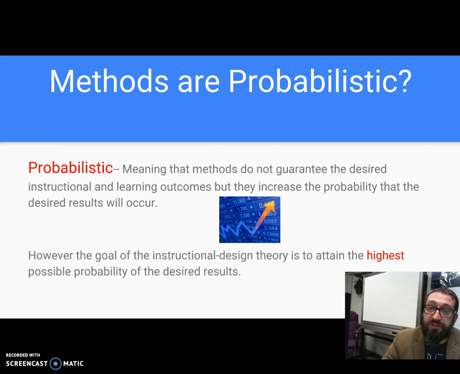Methods are probabilistic too, meaning that the methods do not guarantee the desired instructional and learning outcomes, but they increase the probability that the desired results will occur. However, the goal of the instructional design theory is to attain the highest possible probability of the desired results.